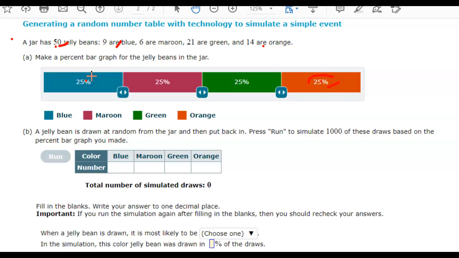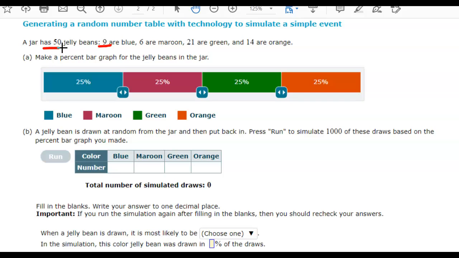So what we're going to have to do is figure out those percentages, and then after we figure out the percentages, we're just going to go ahead and adjust our bar graph with the little slider right there. Okay, so let's do 9 out of 50 first, you guys. Those are the blue ones.